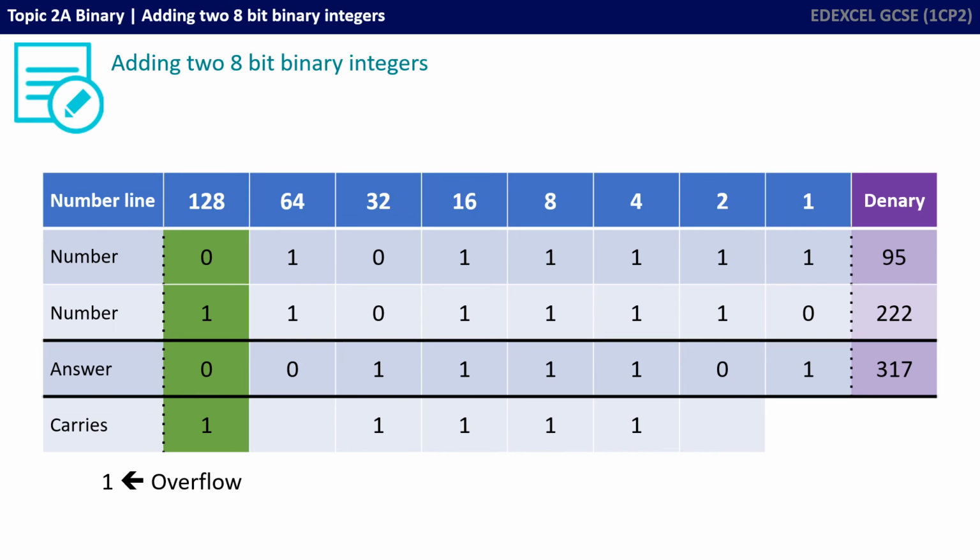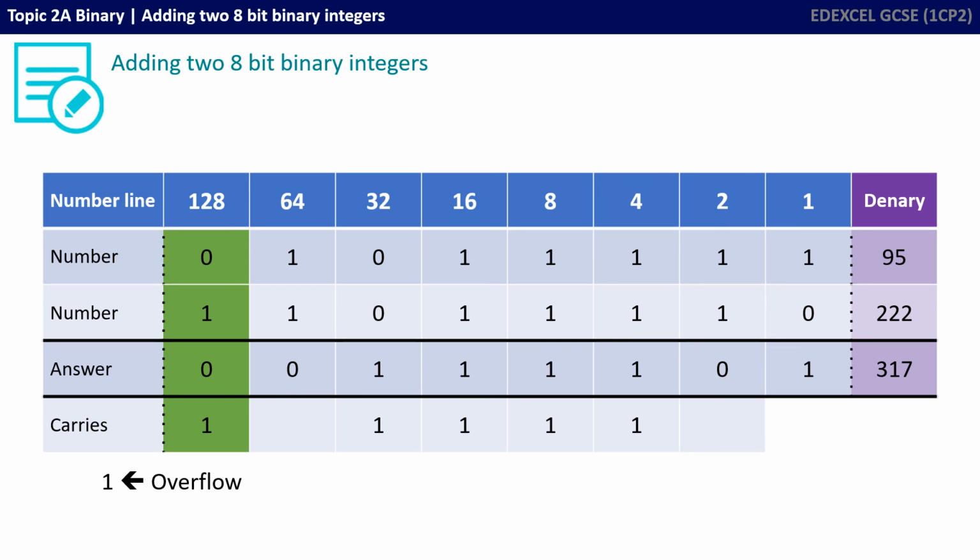You might have spotted the reason for that. That's because the denary number 95 can be stored in an 8-bit binary weighting line, and the denary number 222 can be stored in an 8-bit binary weighting line. But the sum of those two numbers, 317, is too big to be stored in an 8-bit binary weighting line. The maximum number that could be stored is 255. We get this overflow and the resulting number is now meaningless.